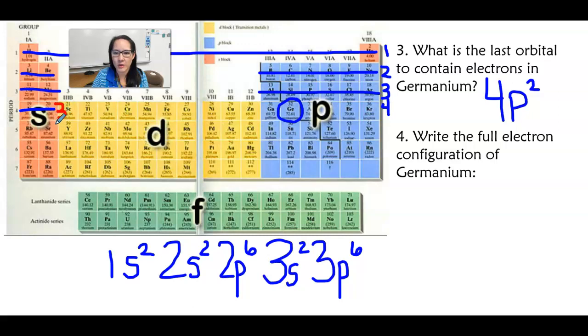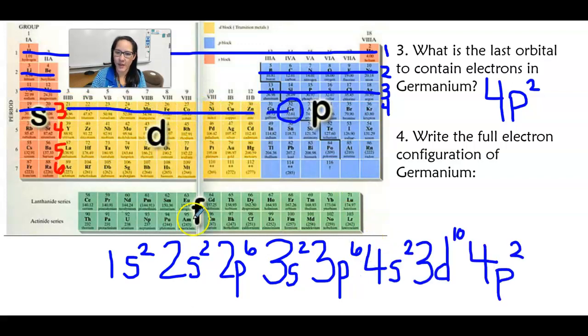This is 3, 4, 5, 6. When you get in the D block, it's the row number minus 1. So it's going to be 4s2, 3d10, and then 4p2. And that's the full electron configuration for germanium. Again, notice that the very last part matches up here.